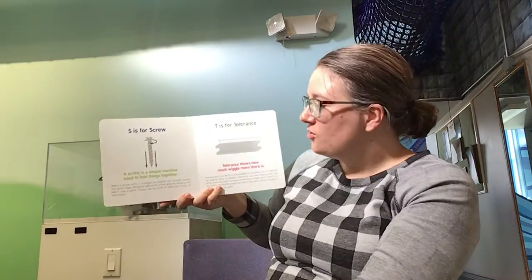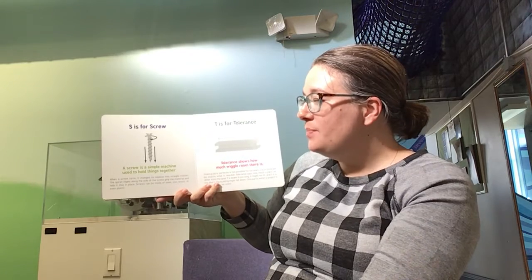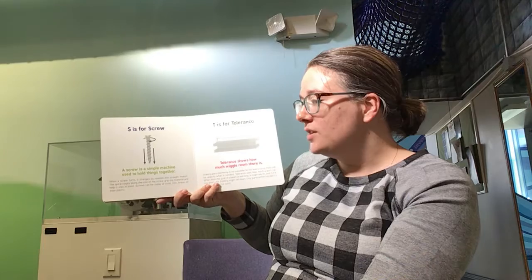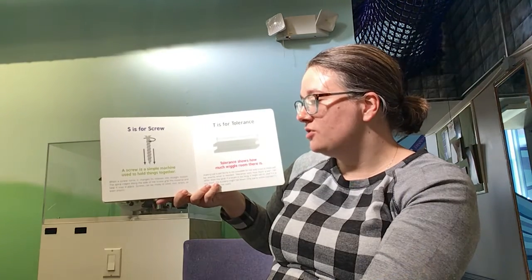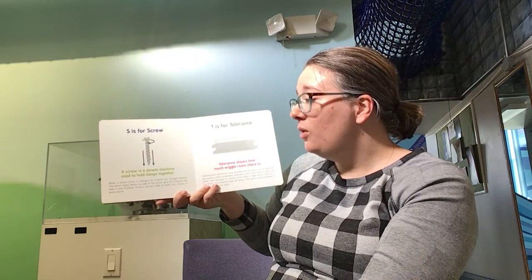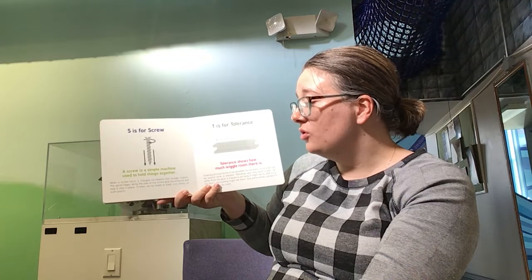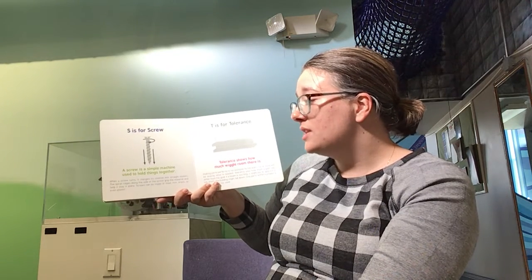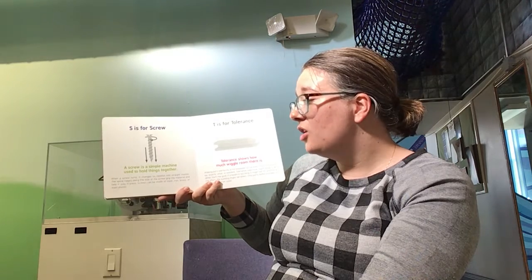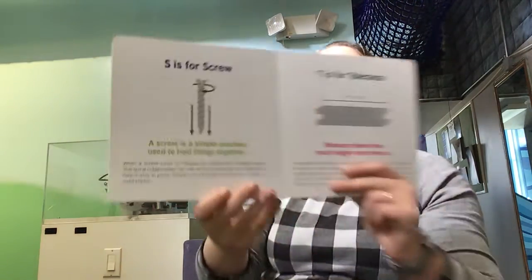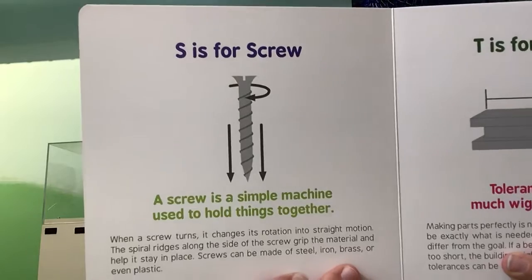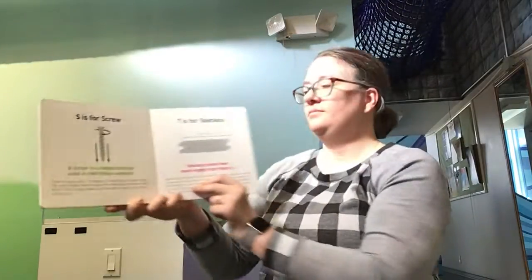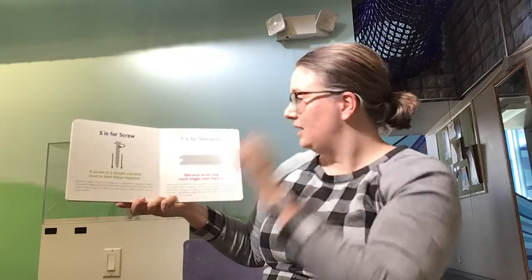S is for screw. A screw is a simple machine used to hold things together. When a screw turns, it changes its rotation into straight motion. The spiral ridges along the side of the screw grip the material and help it stay in place. Screws can be made of steel, iron, brass, or even plastic. I bet you have screws at home.